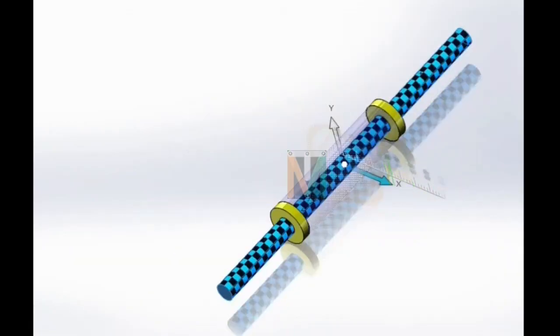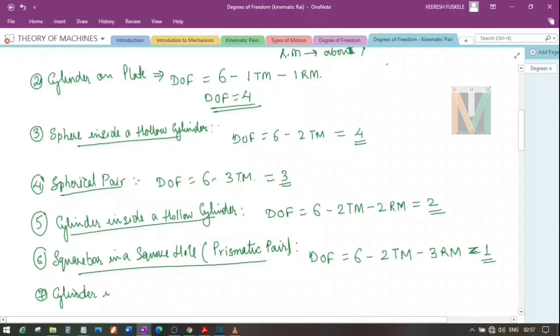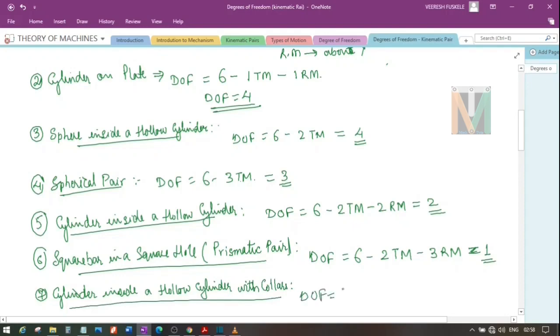So in total, 5 restraints will be there, 3 translation motions will be restricted and 2 rotational motions are restricted, right? So the degree of freedom for a cylinder inside a hollow cylinder with collars would be 6 minus 3 translation motions restricted and minus 2 rotational motions restricted. So the degree of freedom would be 1, right? That is, only the rotary motion about the axis of the hollow cylinder will be possible, right?